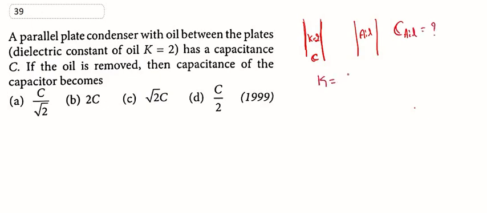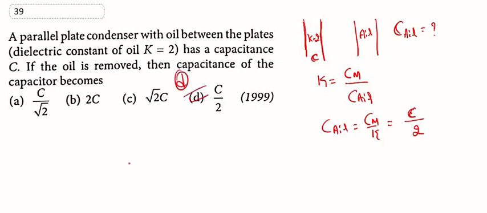We did this in the last problem. Look at the formula we used: the capacitance in medium divided by the capacitance of air is K. So the capacitance of air is the capacitance of medium divided by K. The capacitance of the medium is C, and the dielectric constant is 2. So it is C by 2, and option D is the right answer for question 39.